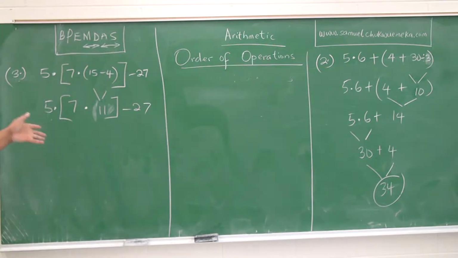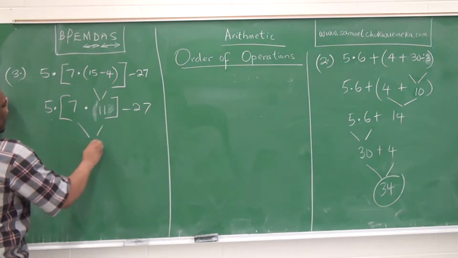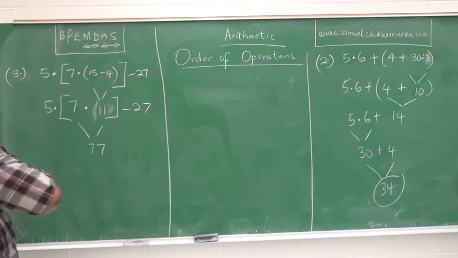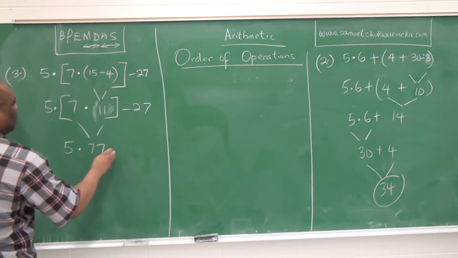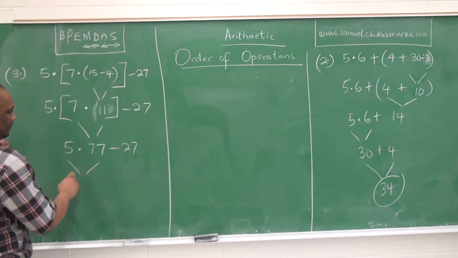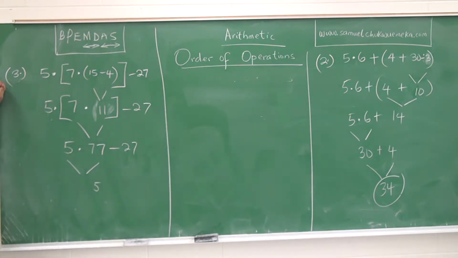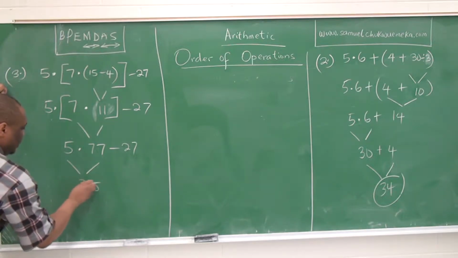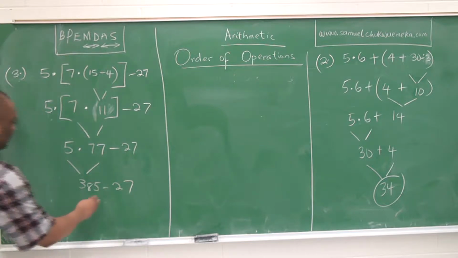So, you now have a bracket. Then we do that first. We do that next. 7 times 11 is 77. And free him. Free him. So this is 5 times 77 minus 27. Okay? And what will it be now? You now do 5 times 77. Okay? Now 5 times 7 is 35. 5 carry 3. 5 times 7 is 35 plus 3, 38. Minus 27.